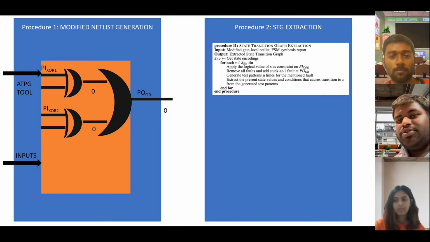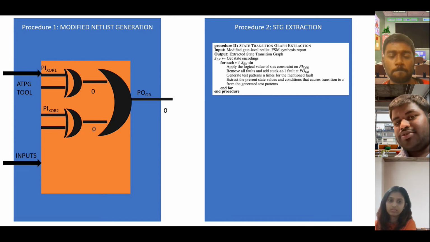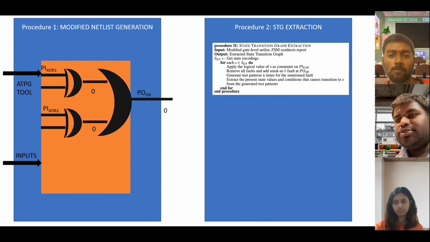In the ATPG extraction, you have a logical value for the thing we got earlier. Now we'll remove all the faults and consider only stuck-at-1 faults at the output OR gates. Since we are giving stuck-at-1, the inputs for the OR gate should be 0, 0. The outputs of the XOR gates will be 0 if and only if both the inputs of the XOR gates are equal. So the ATPG tool will generate the input such that it will match the input state and inputs. So by this, we will have a state transition graph.